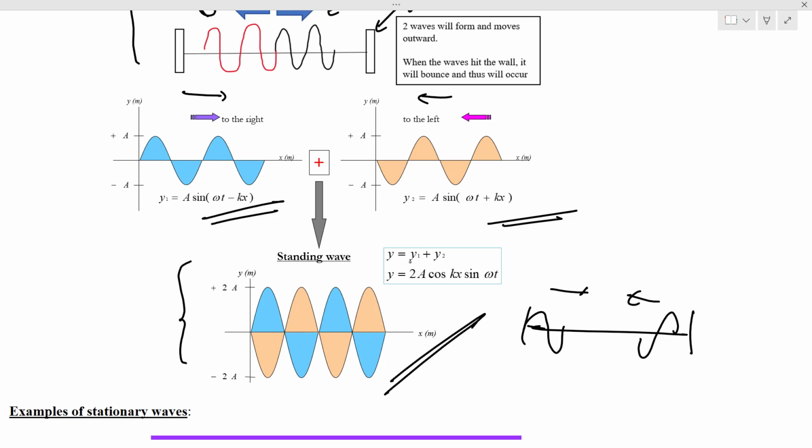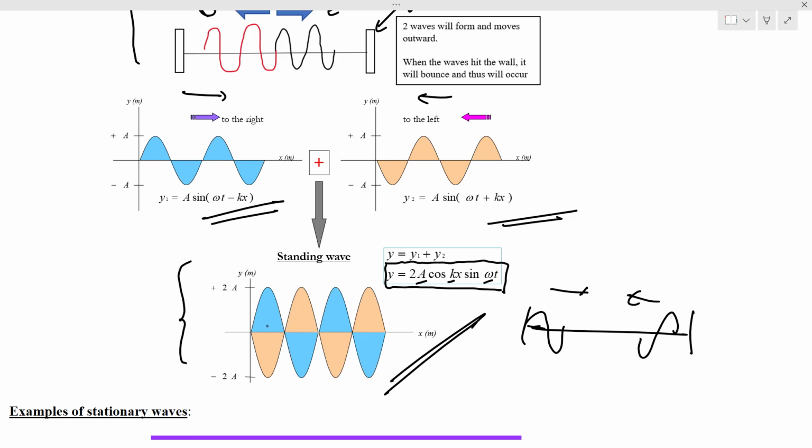So equation dia pun akan jadi bentuk macam ni. So, 2A cos kx sin omega t. This is the equation of standing wave: y sama dengan 2A cos kx sin omega t, di mana A adalah amplitude, k adalah wave number, omega adalah angular velocity.